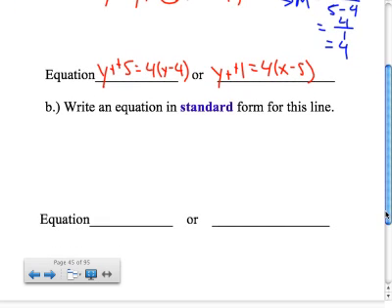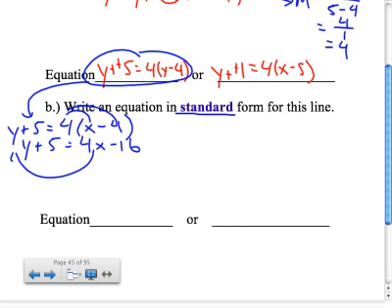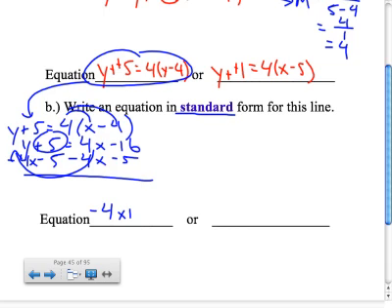As far as writing the equation in standard form, remember standard form means get your x's and y's to the same side. So if I take this equation first, I have y plus 5 equals 4 times (x minus 4). If I distribute first, I get y plus 5 equals 4x minus 16. I need to get this x over here, so I have to subtract it from both sides. And I need to get this 5 to the other side, so I'm going to subtract that as well. And so the first equation I end up with is -4x plus y equals -21.